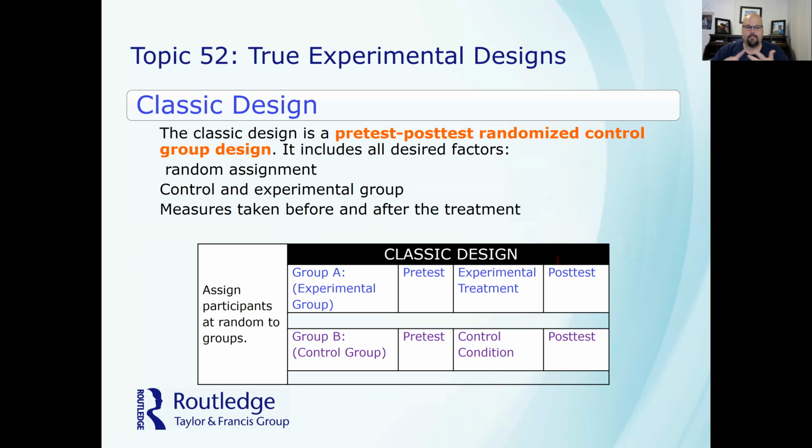It has random assignment. Random assignment means you're randomly assigning people to conditions, which means you can't say, I'm going to put all the men in one condition and all the women in another, or pick the first 10 people and put them in condition A and the next 10 in condition B. That is not random. Random is putting everybody in a hat, and everybody has an equal chance of being in one group or the other. And then you have a control group and an experimental group, and you take measures both before and after the treatment. So pretty simple.